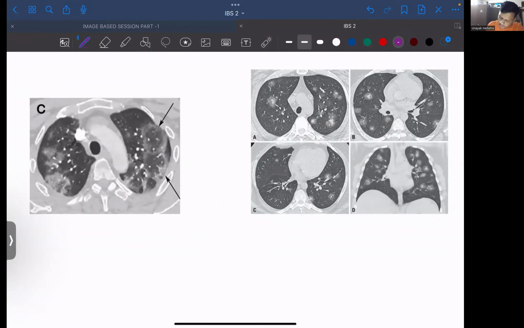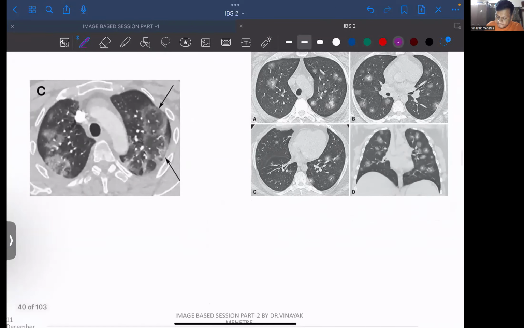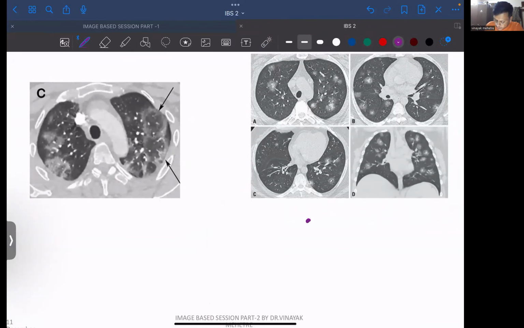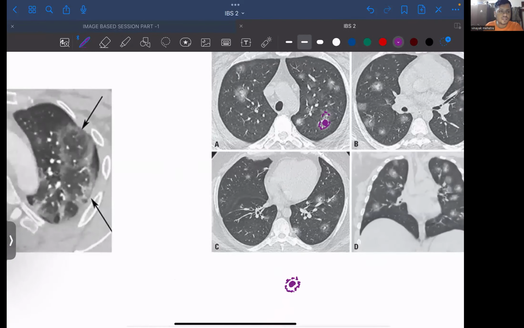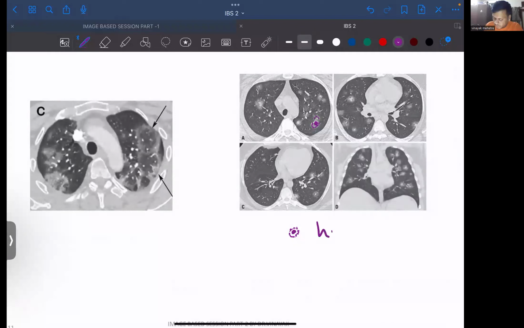If you are seeing a totally white dot surrounded by a less bright color, it is called a hollow sign. What do we call it? Hollow sign. A ring surrounded by less bright color, where inside you will see a less bright color, is called a reverse hollow sign.